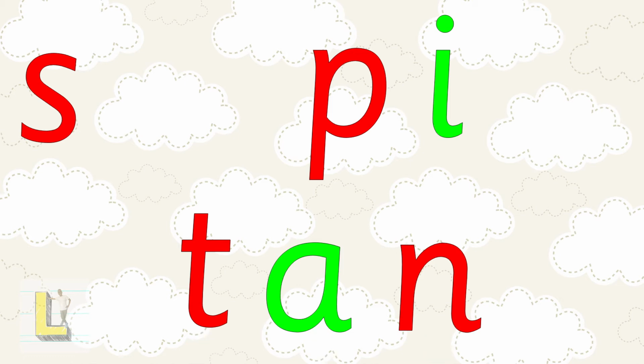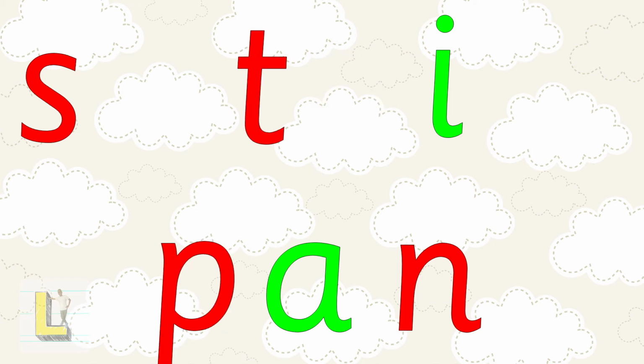Now can we turn tan into pan? I have a big frying pan. Did you get it? We can swap p and t. P, a, n, pan.